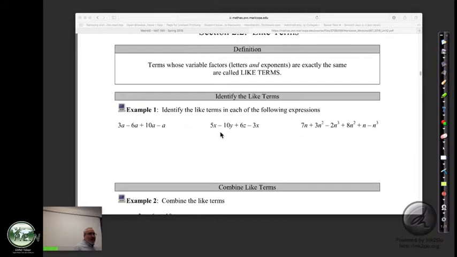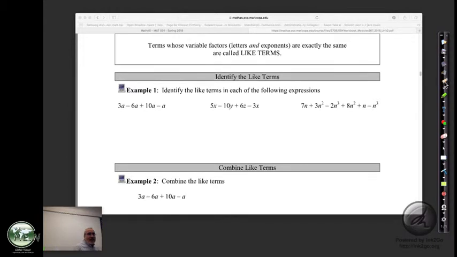So let's go ahead and take a look at a couple of these. So in this one, the variable parts are all the same. So you can almost replace the A with an apple. We've got 3 apples. We take away 6 apples. We add back in 10 apples, and then we take away an apple. So how could we do the math to figure out what we have at the end? Could you add both the positives together?